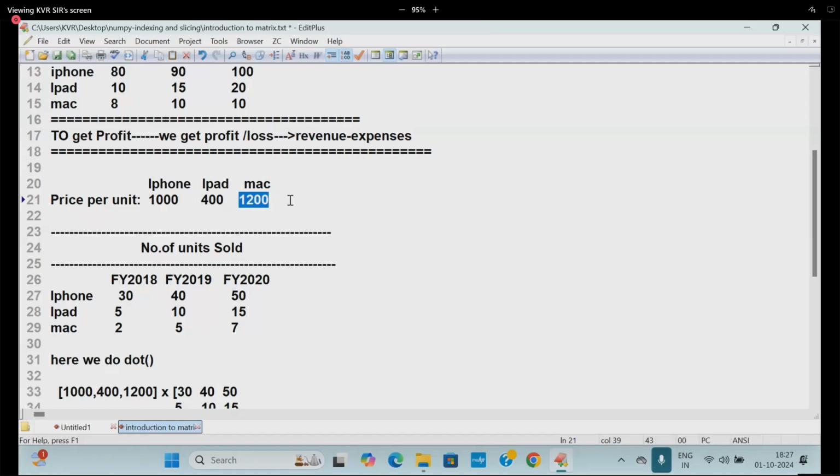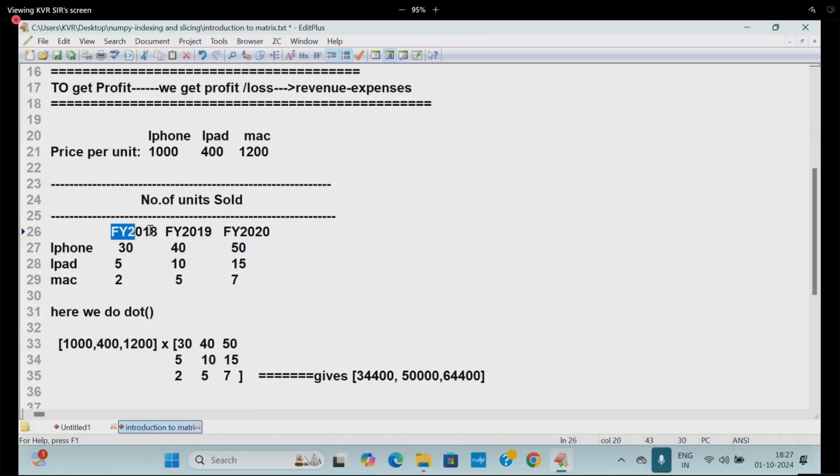They fixed the prices of the cars, and we go to the financial year 2018. The Honda City sold how many units? 30 units. Next, Honda Jazz sold how many units? 5. And Honda Elevate sold how many? 2. What is the total sales made in the financial year 2018?